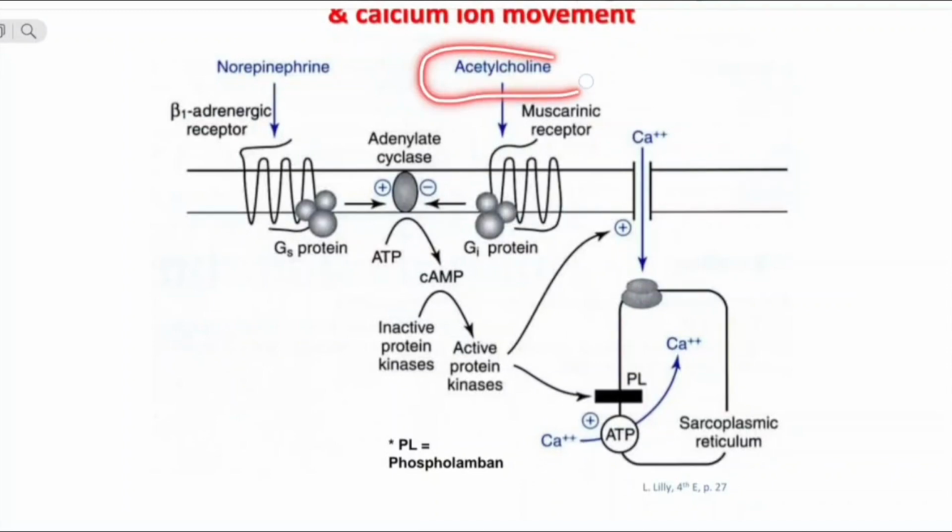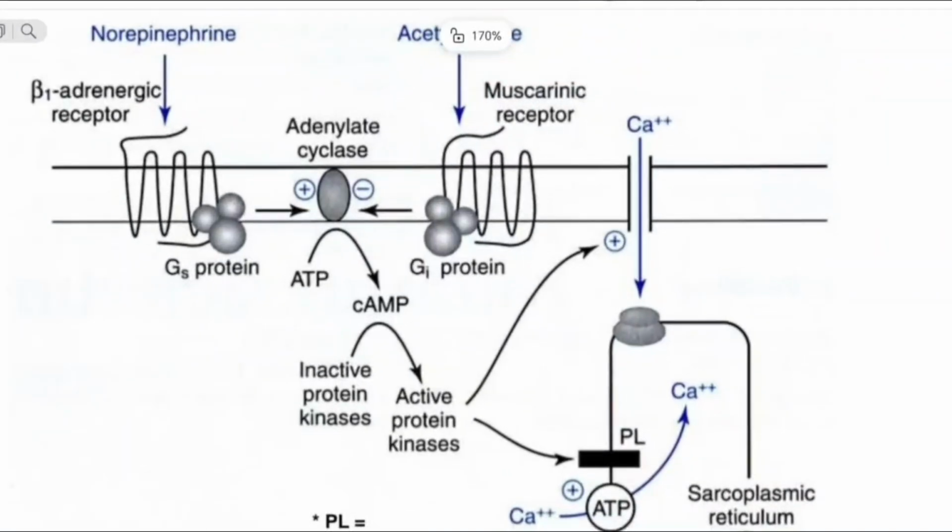Now, as for the parasympathetic, it's doing the complete opposite. It is interacting with the muscarinic receptor, which will activate the Gi protein, and it will inhibit adenylate cyclase. So none of this will happen.